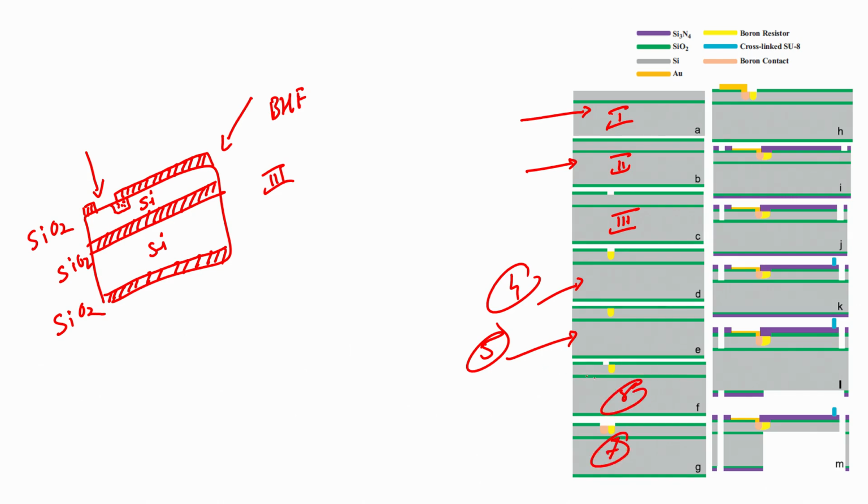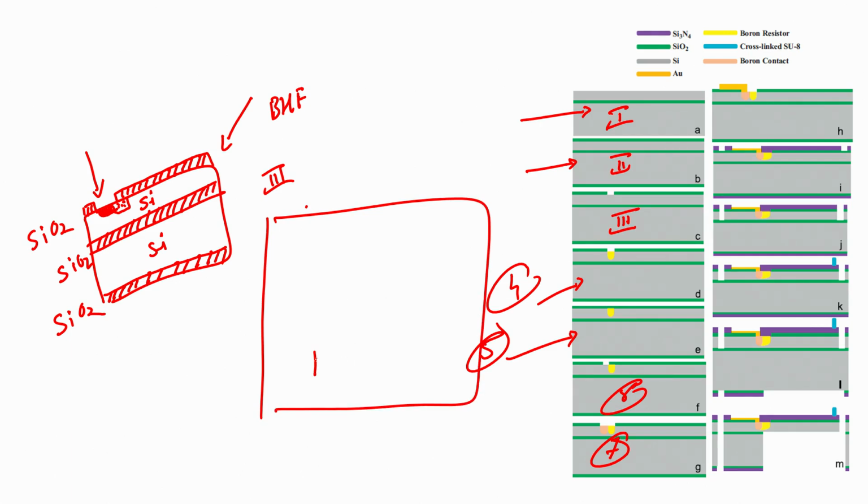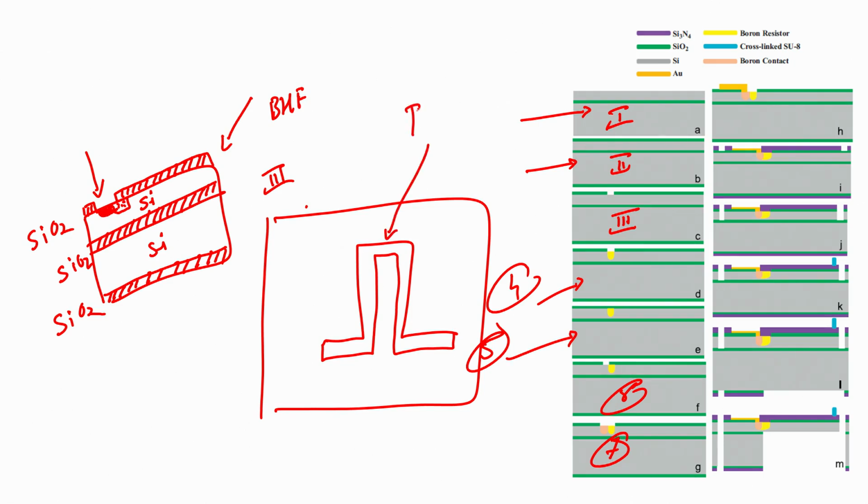In step 6 you have opened the windows, in step 7 you have now created the contact, right, and this is the contact of the piezo resistor. When you create the contact of the piezo resistor, the top view is like this: silicon is there everywhere, and earlier what I did is I just diffused the piezo resistor material like this, and this is my boron resistor.